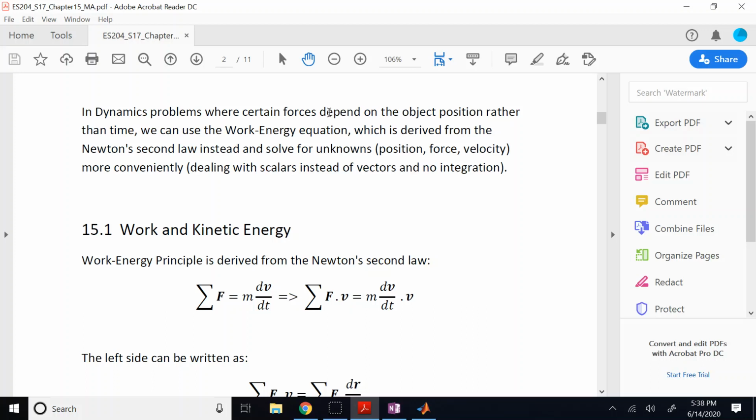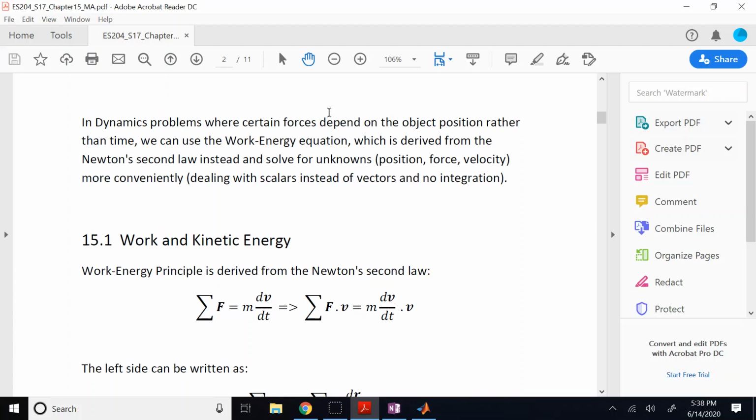So instead of using the second law of Newton directly and dealing with vector quantities, force and acceleration, we are going to derive an alternative formulation for particle kinetics, which uses scalar quantities, which are work and energy, here kinetic energy or potential energy. So let's first see how we do it, and then we'll find out why this alternative formulation can sometimes make life significantly easier compared to directly using the second law of Newton.